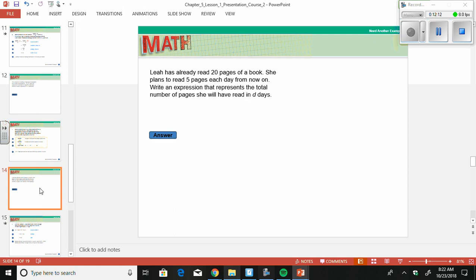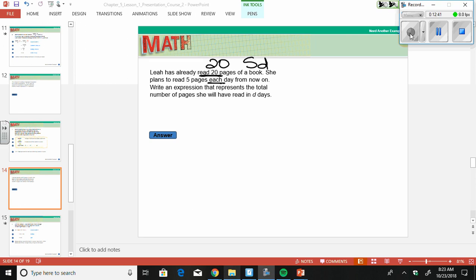Trying one on our own to make an expression. Leah has already read 20 pages. Well, she's already read 20 pages, so that tells me we're only using it the one time. She plans to read 5 pages each day. So that tells me with that "each" in there, that's a good clue that I'm doing that multiple times. So since my 20 is used once, and my 5 pages, I don't know how many days, I'm going to put 5D because it's 5 pages each day.